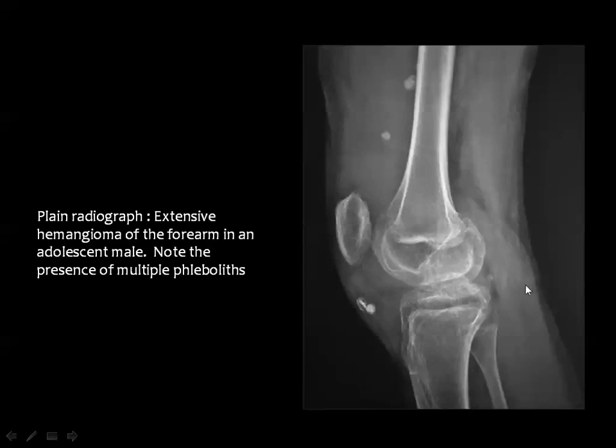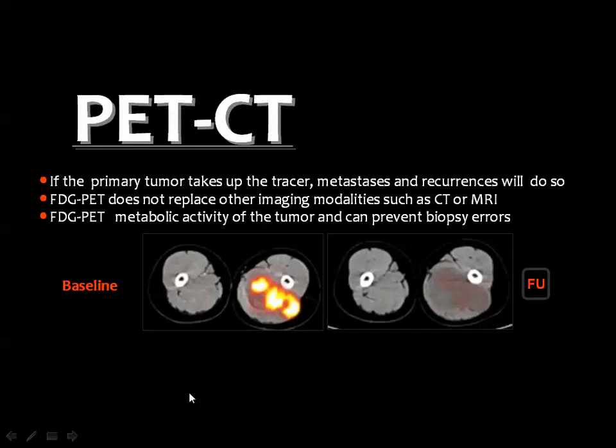And this is an example of a soft tissue hemangioma in the vicinity of the knee joint, showing the classic calcified foci diagnostic of phleboliths. And this is one of the easy diagnoses which can be achieved from the plain X-ray.